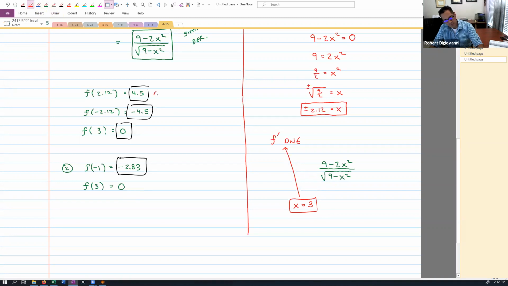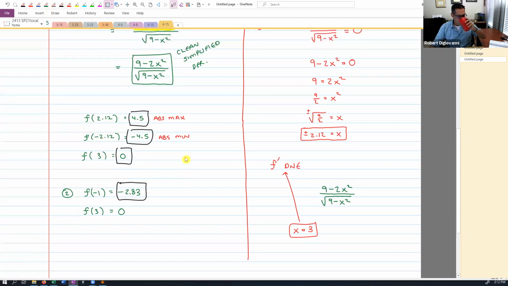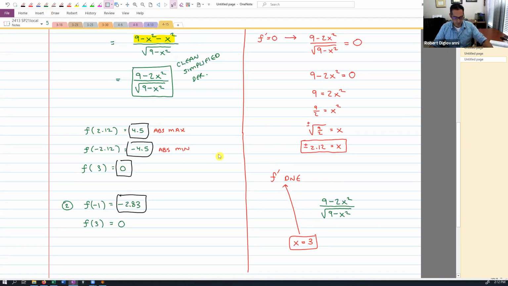Absolute max, 4.5. Absolute min, negative 4.5. Where do they happen? At 2.12 and negative 2.12. All right, y'all ready to look at the graph of this? See what it looks like?